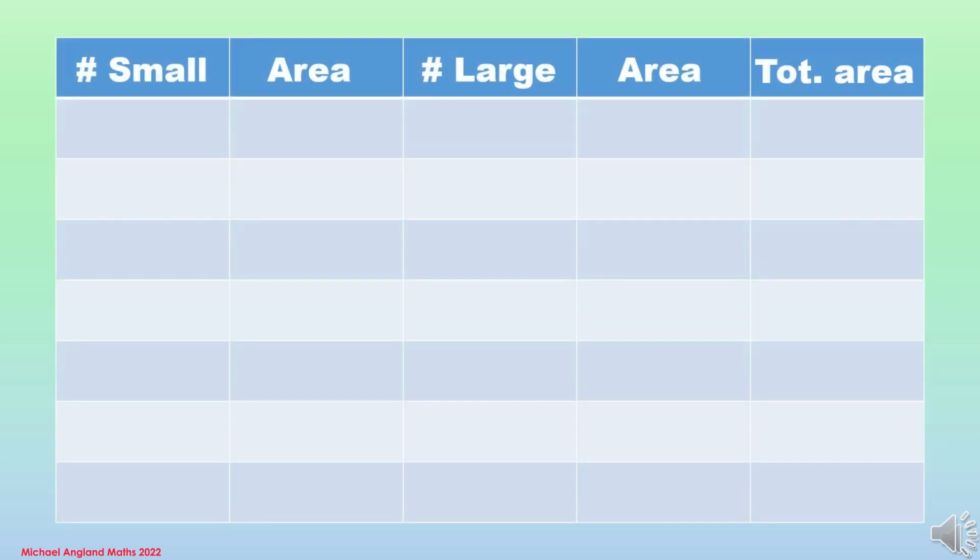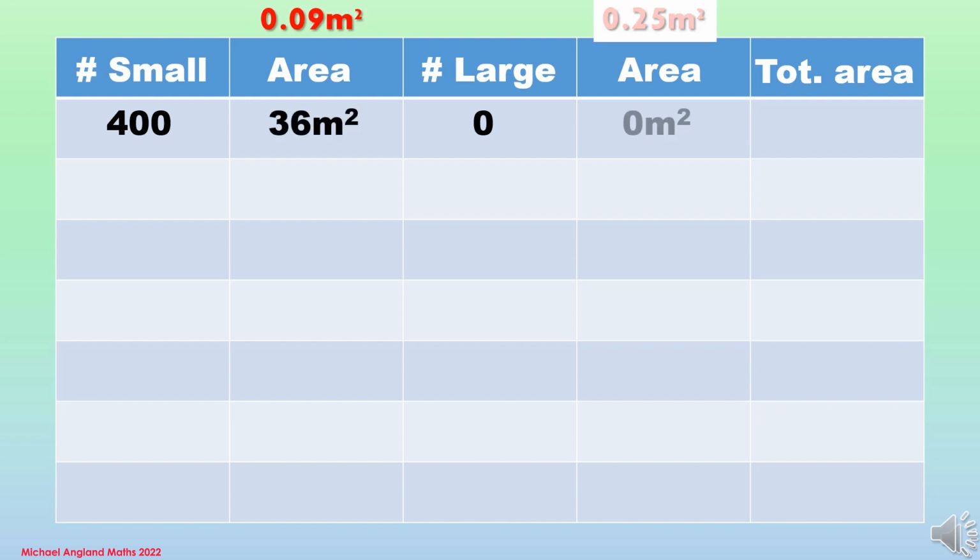So once again, here's our table with small tiles, the number of them, their area, the number of large tiles, their area, and the total area. Assume everything is a small tile, 400 of them, zero large tiles. 400 times 0.09 square meters is 36 square meters. Zero times anything is zero. Adding those two together, 36 square meters.